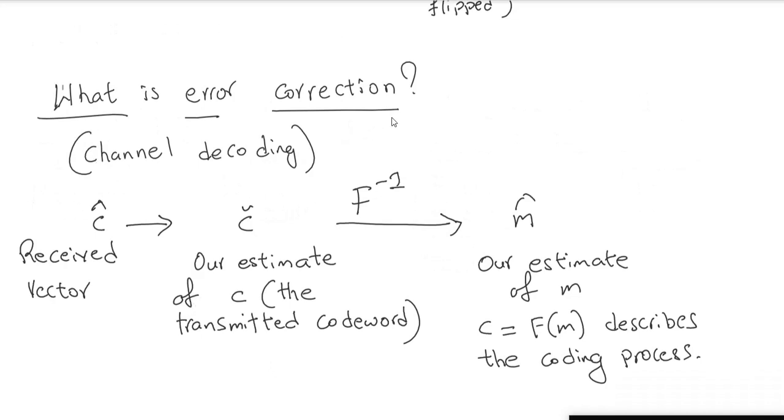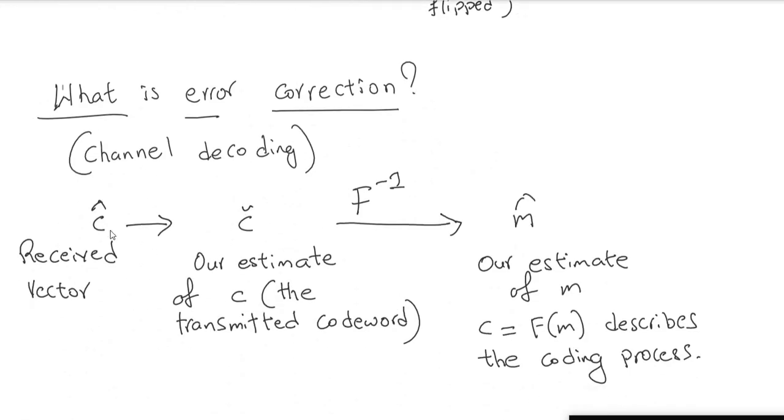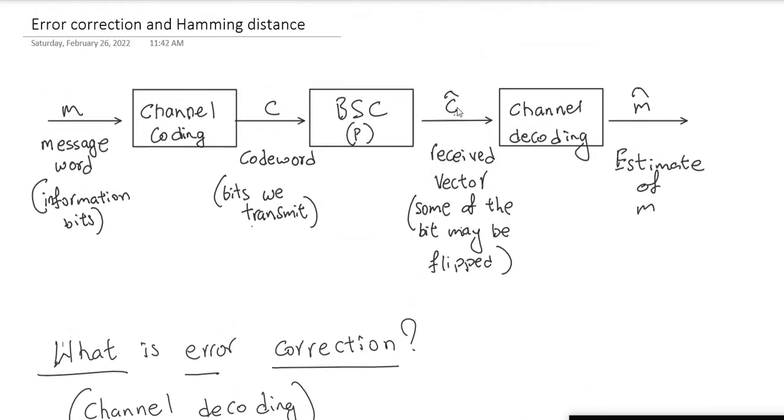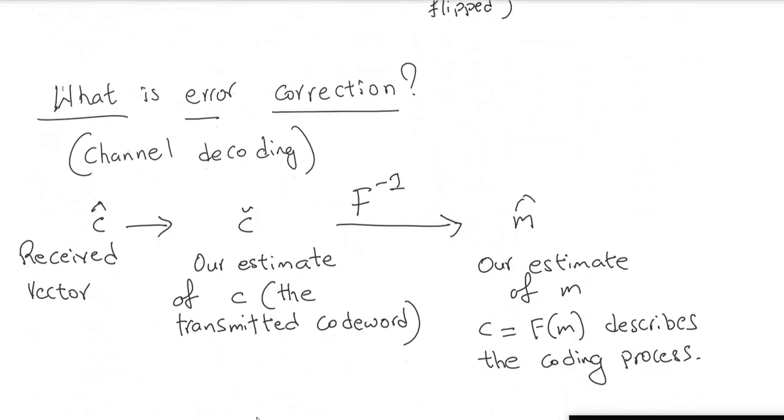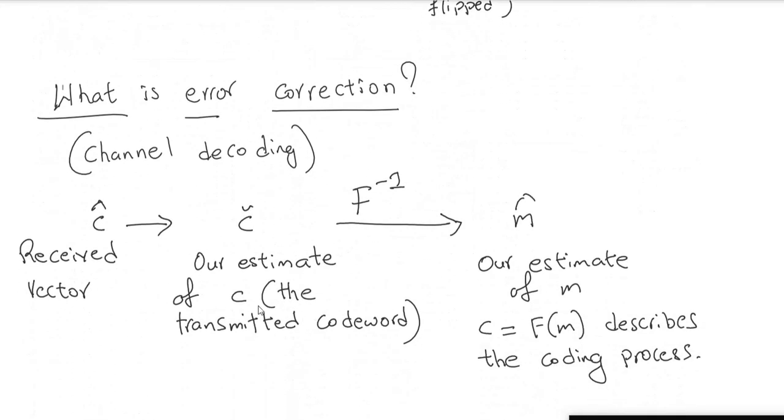So what does it mean to do error correction or channel decoding? We have our received vector C hat at the output of the channel. Then the biggest step in channel decoding is going from C hat to C tilde, which is our estimate of C. So we have a received vector and we want to figure out what C was. This is different from error detection, where we are just asking the question, is C hat equal to C? In error correction, we are saying if you received a C hat, what was the exact C which was transmitted? Once you know exactly what was transmitted, then you can just do the inverse of the coding process to get your estimate of what the message was.